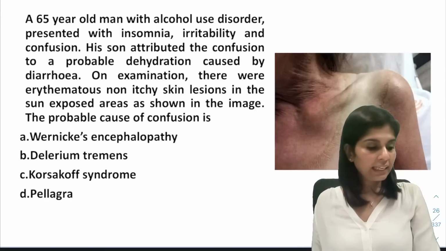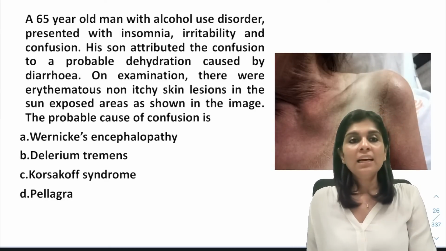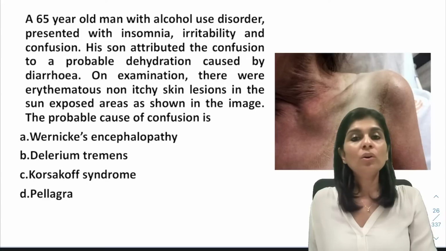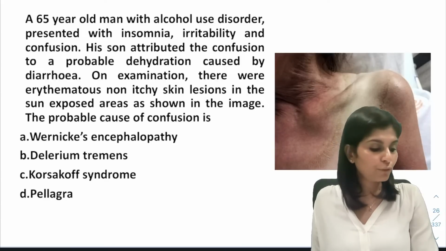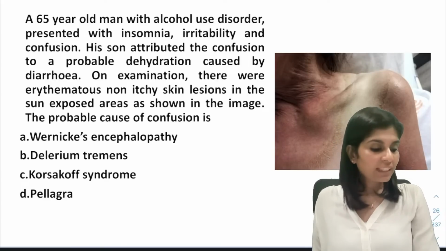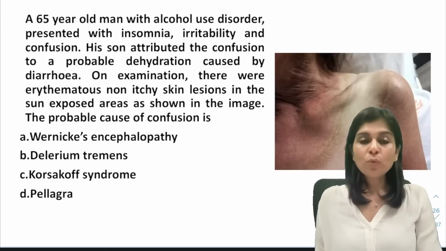So let's discuss the next MCQ. This is an interesting MCQ. All of you have a look at it. A 65-year-old man with alcohol use disorder presented with insomnia, irritability and confusion. Yes, Wernicke syndrome. Arun Sharma is rocking it. Very good. So tell me, what is the diagnosis?